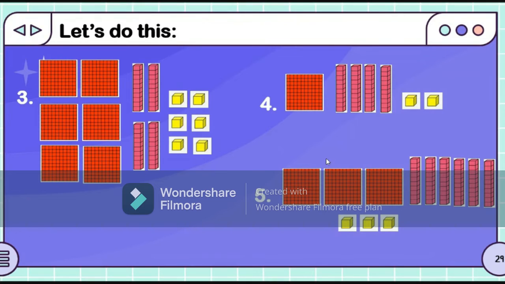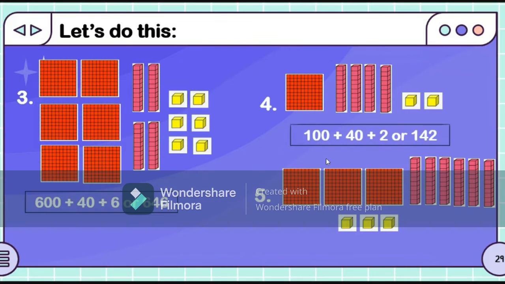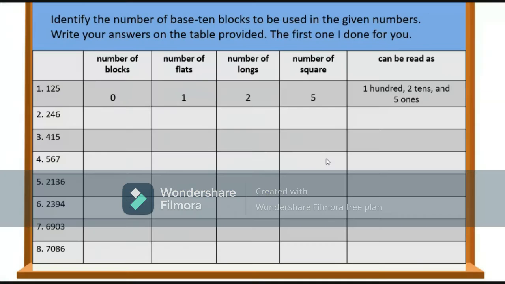Okay, another. So we have 600 plus 40 plus 6, or we may say that we have 646. Next, number 4. Okay, 100 plus 40 plus 2 or 142. And last number 5. Okay, so we read as 363. Okay, very good mga bata.